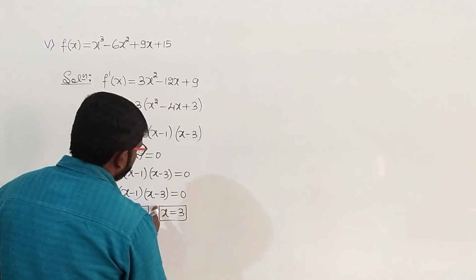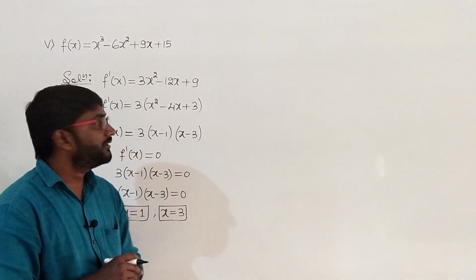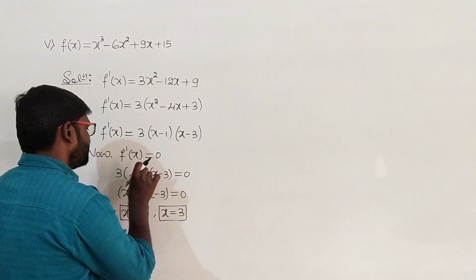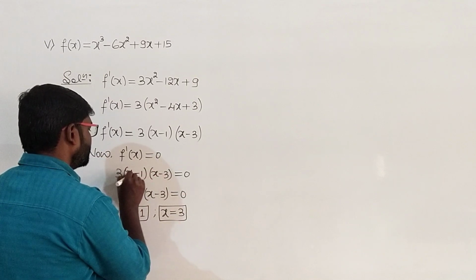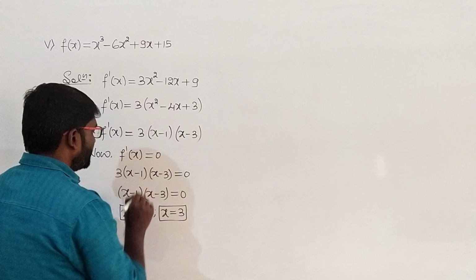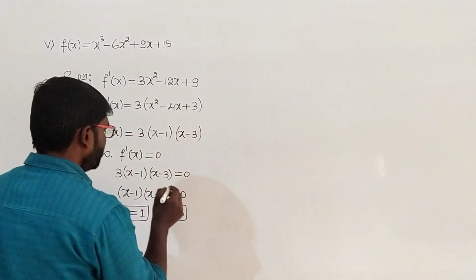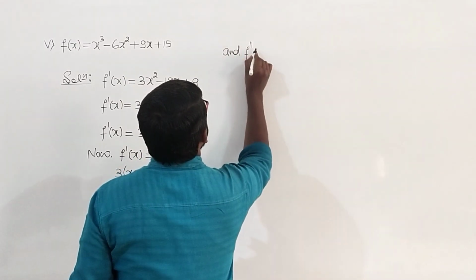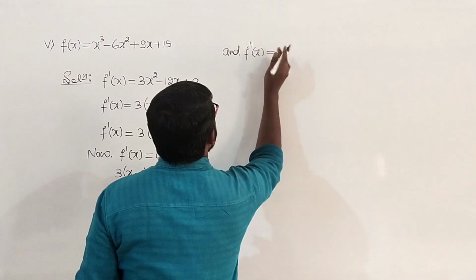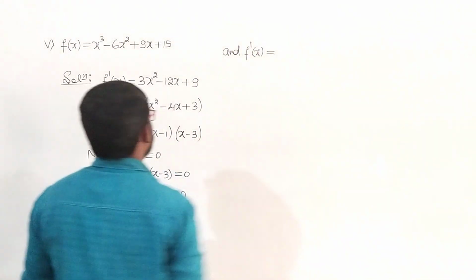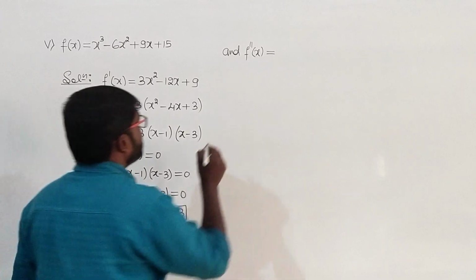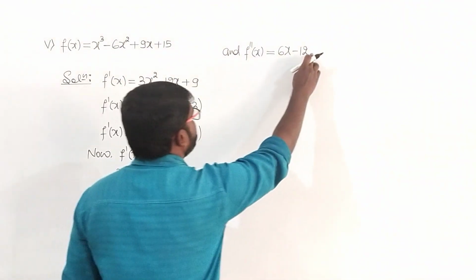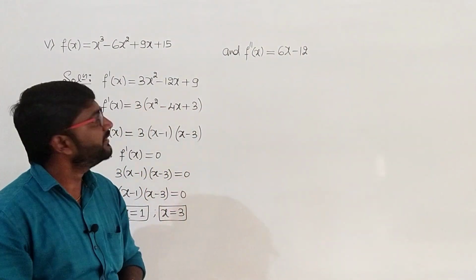Now we will have to go for the second order derivative. So I'll be differentiating this once again with respect to x. f double dash of x equal to 2 multiplied with 3, we get 6x minus 12. Now we will have to substitute the critical points in the second order derivative.